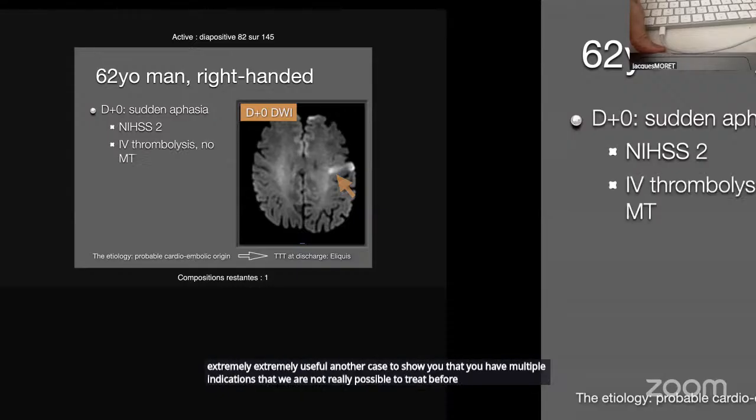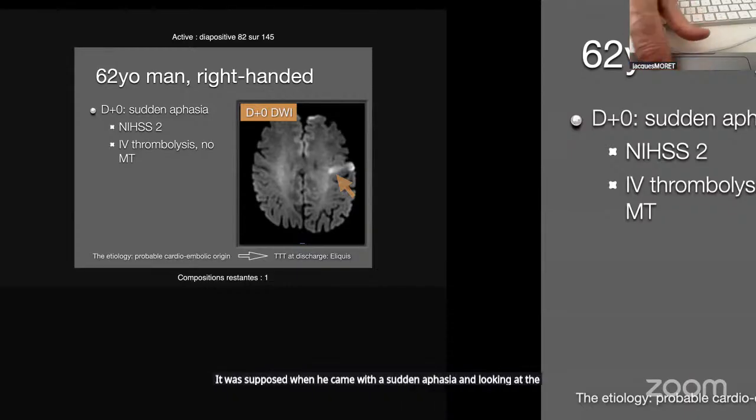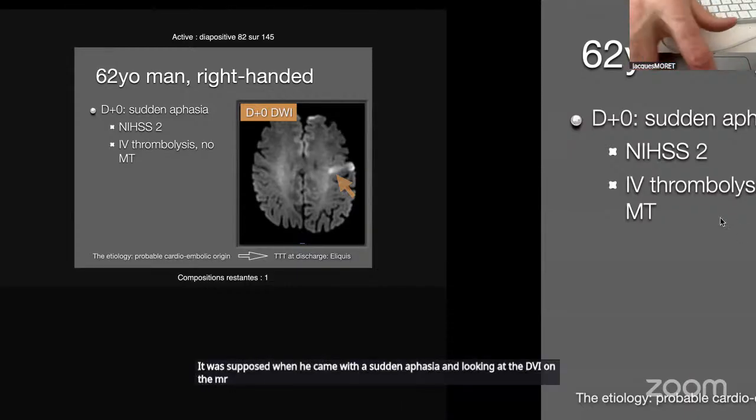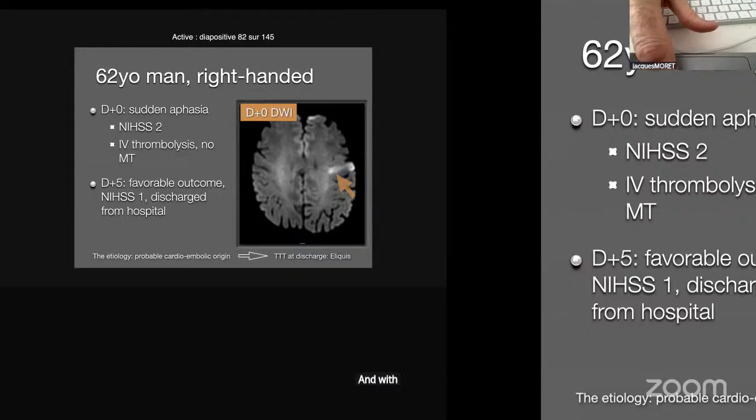A 62-year-old man came with a sudden aphasia, and looking at the DWI and the MR, he was supposed to have a stroke. So that's the reason why he got an IV thrombolysis. It's very distal, and no mechanical thrombectomy. 5 days later, he was discharged from the hospital with anticoagulation treatment, thinking that probably the etiology was of cardioembolic origin.